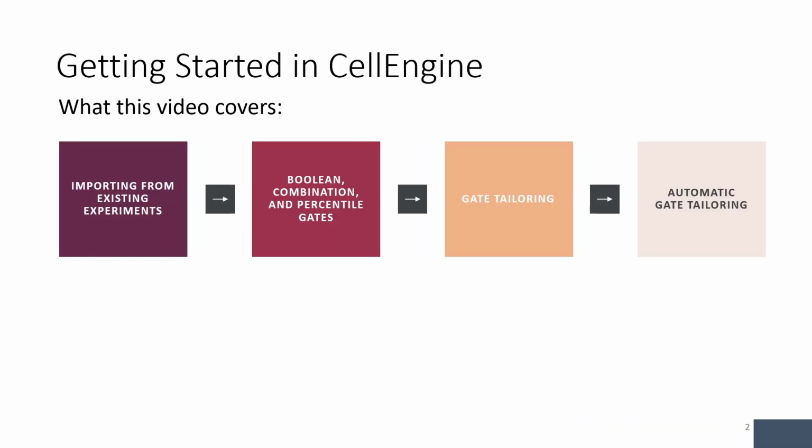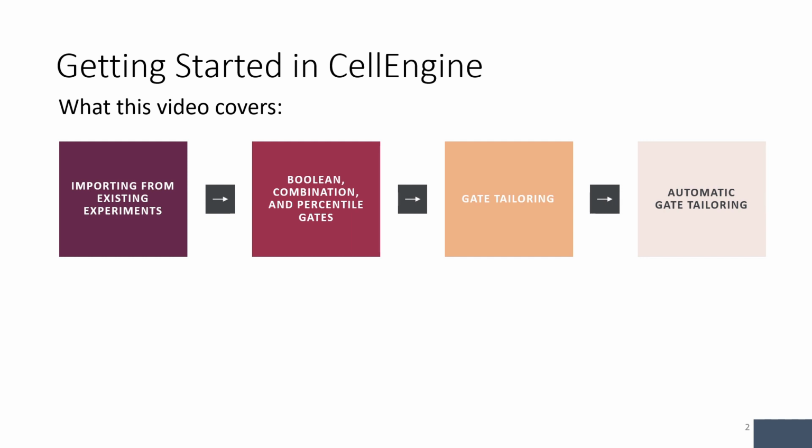There are several important features we'll discuss today, including importing information from another experiment in CellEngine, making Boolean and combination gates, and gate tailoring, which is the process of adjusting gates sample by sample. Tailoring can be done manually or using CellEngine's built-in machine learning algorithm, and we'll go through both of these options as well as how to gate by percentile.